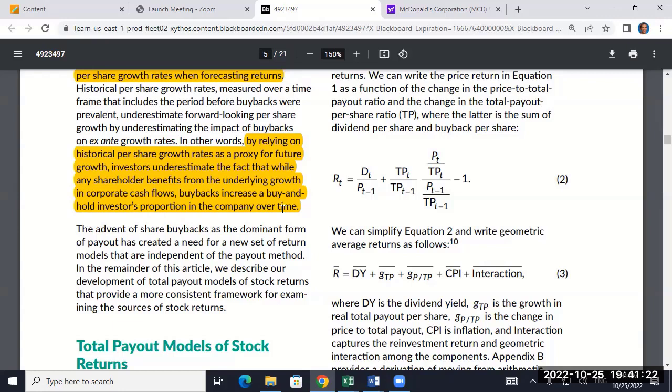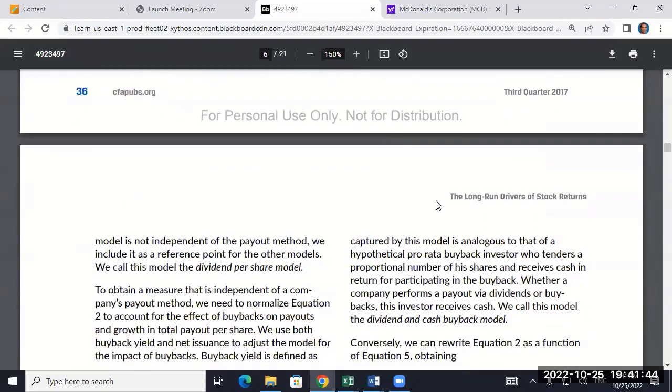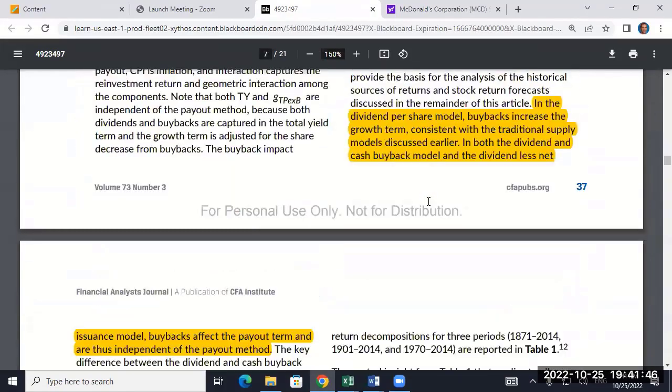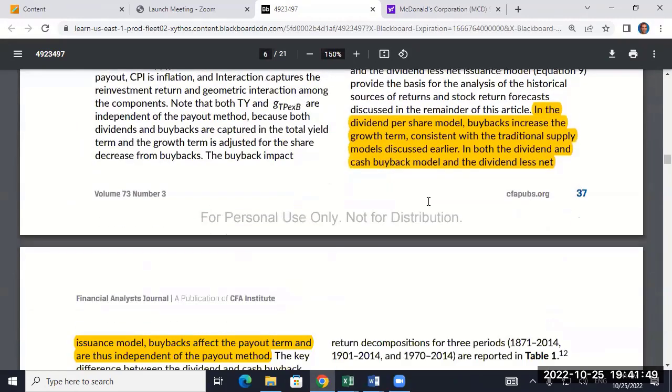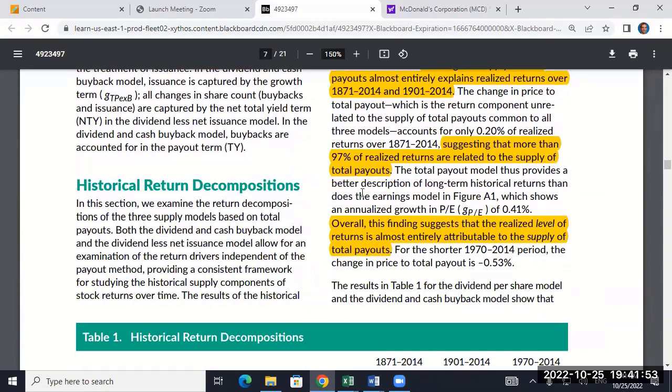time. So I was talking about if you own the stock and they do buybacks, and you keep your shares of the company, your ownership went from 0.7% to 0.78%. So that means you're going to get a larger growth in the company going forward. Note that buybacks do not affect the dividend yield, but do increase growth because the investment proportion of the company increases. So it's increasing the growth term, which is exactly what we're doing.